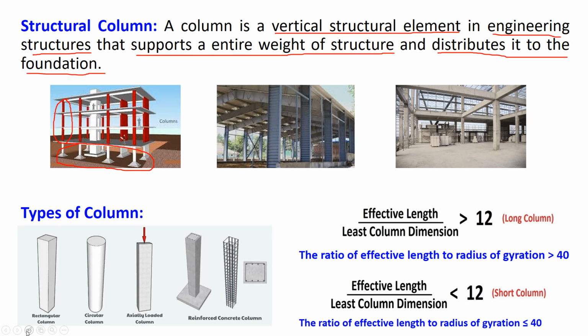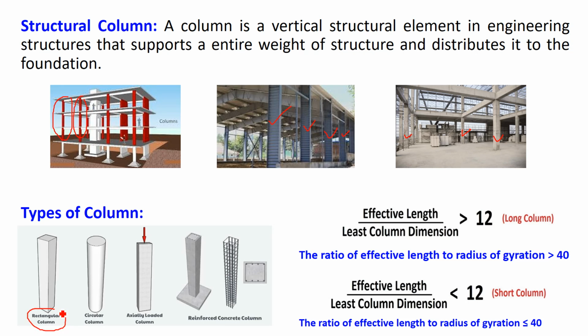If you look at these sample images, sample examples, this red color vertical member is called a column. Here also this is a column. All these vertical members which support the load of the structure are called columns. These are all columns. Now what are the types of columns? If you consider the geometry of the column, there are two types, rectangular column and circular column, because the cross-sectional shape is circular here and here it is rectangular. It is based on the geometry of the cross-section.